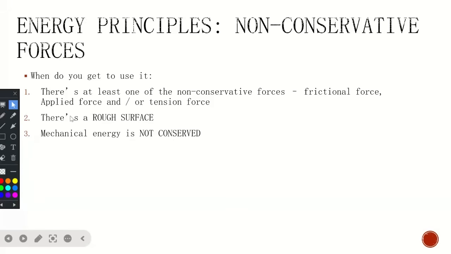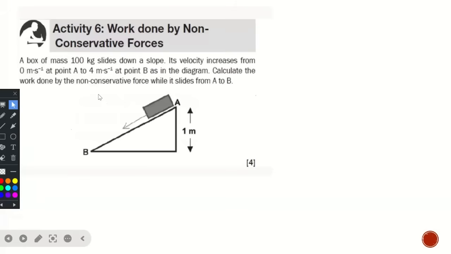Then 2 says there must be a rough surface, right? Whether it's a rough horizontal surface or a rough inclined surface, it must be rough. There must be friction there. And then 3, mechanical energy is not conserved, right? So, okay. And then let's look at an example that might require us to use that.